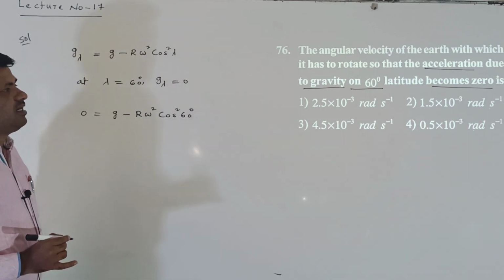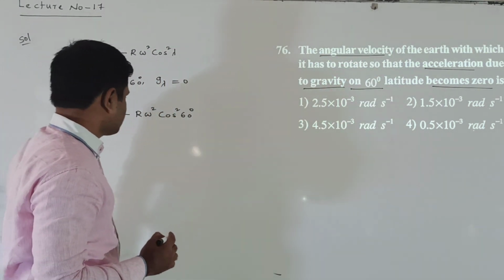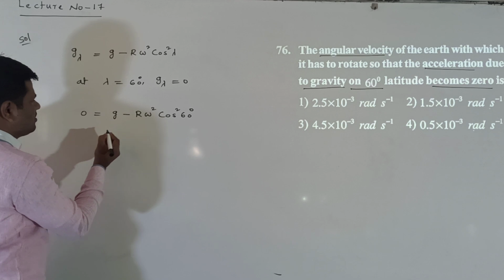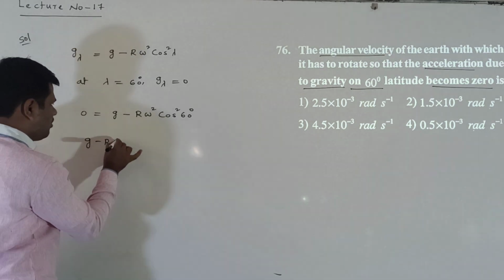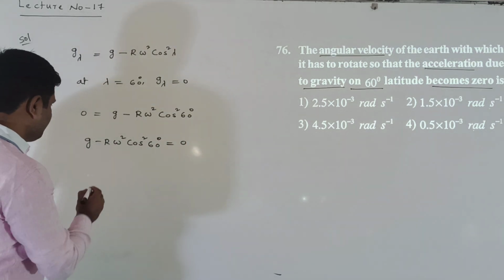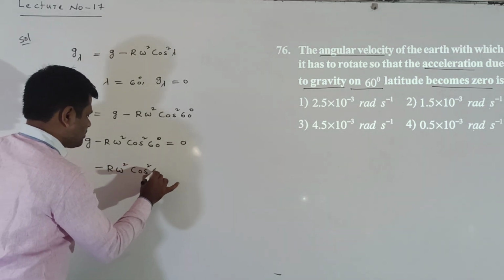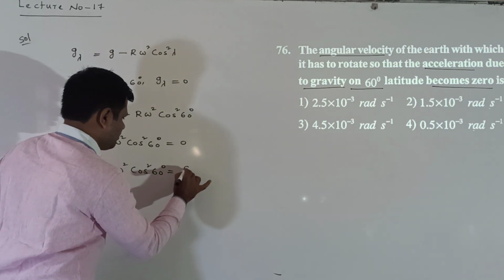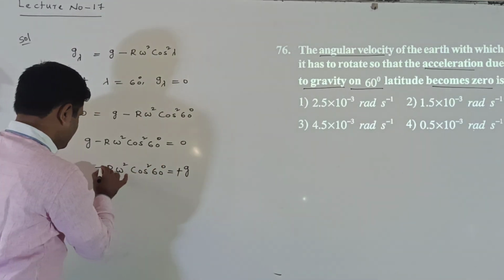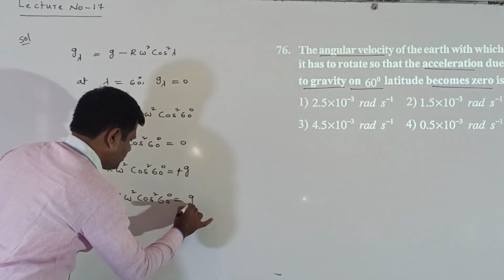Now what we have to find here is the angular velocity, which is asked in the question. How to find the angular velocity? From this equation, g minus r omega square cos square 60 equal to 0. Minus r omega square cos square 60 is equal to minus g, the minus cancels, so r omega square cos square 60 is equal to g.